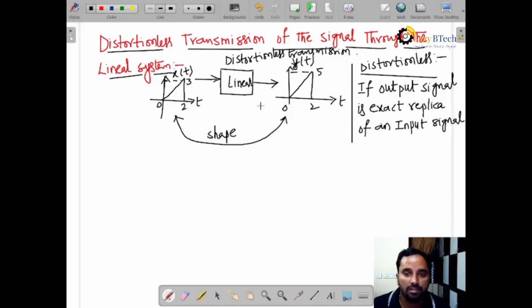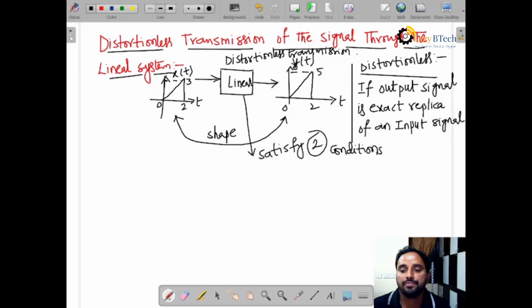Now the system has to satisfy two conditions to get the distortionless output. It has to satisfy two conditions for distortionless transmission. Okay. So those distortionless transmission conditions we are going to see now.